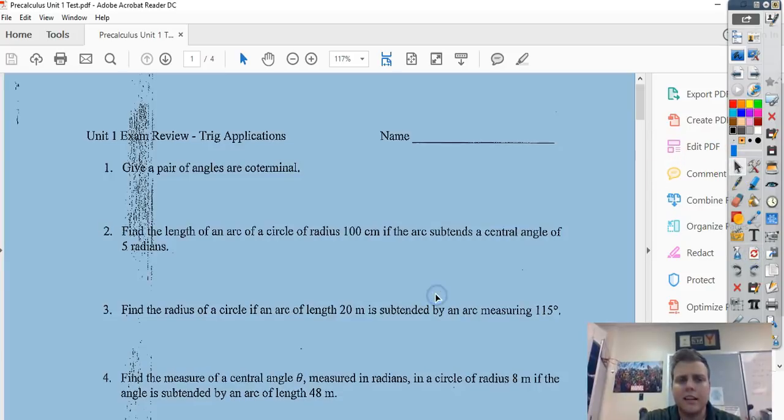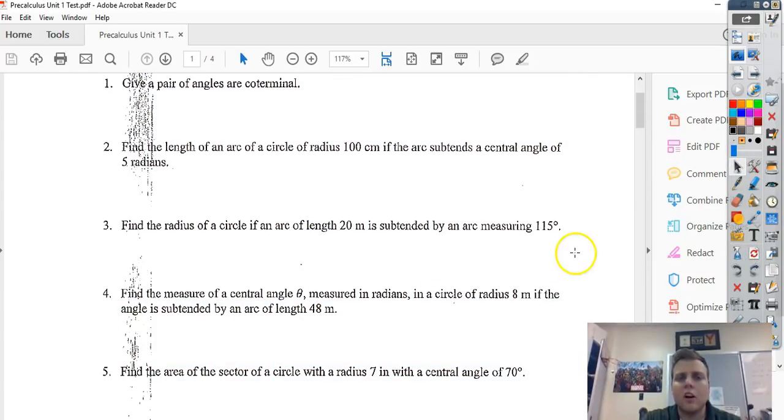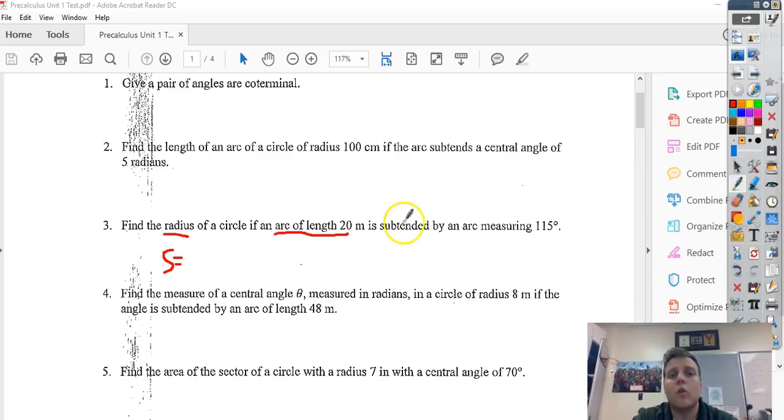Problem number 3 says, find the radius of a circle if an arc length 20 meters is subtended by an arc measuring 115 degrees. So first off, I want to find R. I know an arc length, so I know an S. Since I know an S, I'm going to be using an S equals formula. I'm not solving for S because they already told me what S is, but I'm still using an S equals formula. Then they tell me the angle is 115 degrees. Since it's degrees, I want to use the theta over 360 times 2 pi r formula.